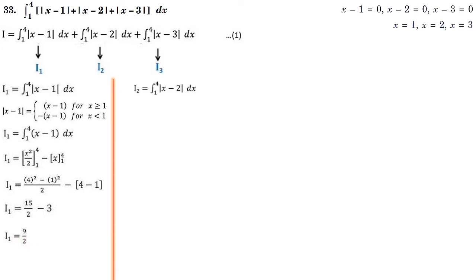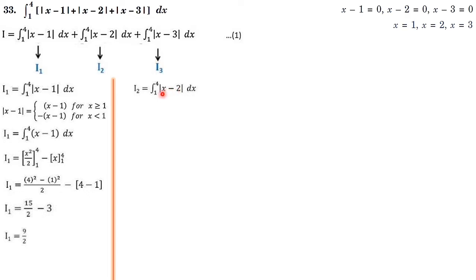Next we take I2. I2 is equal to integral 1 to 4 of mod x minus 2. When we equate x minus 2 with 0, we get x is equal to 2. So 2 is the breaking point. So we can split the limit as integral 1 to 4, so 1 to 2 and 2 to 4. 2 is our breaking point. Okay, so 1 to 2, then 2 to 4. That is the way we have to do.